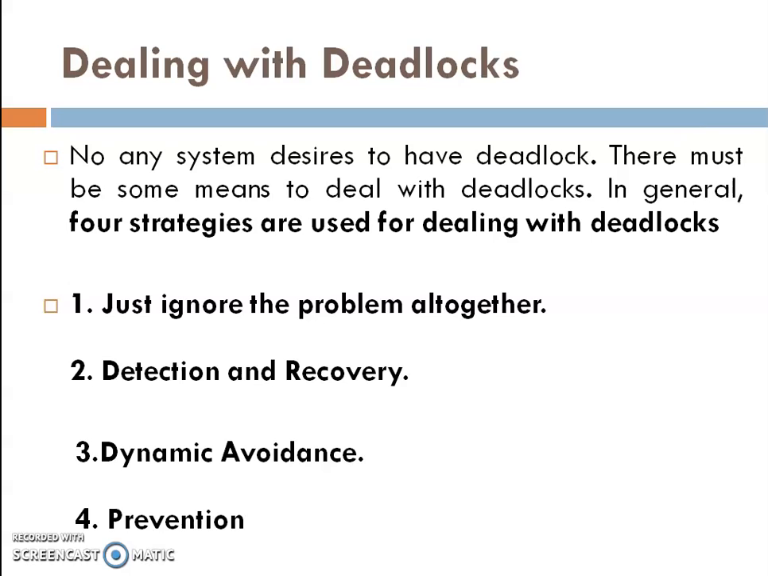Dealing with deadlock. No system decides to have deadlock. There must be some means to deal with deadlock. In general, 4 strategies are used for dealing with deadlock. First, just ignore the problem. Then second, detection and recovery. Then third, dynamic avoidance. And fourth, prevention.